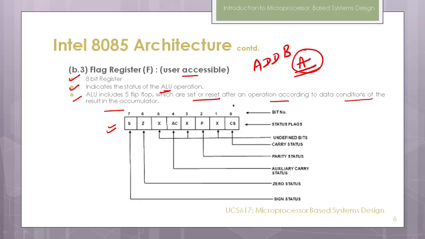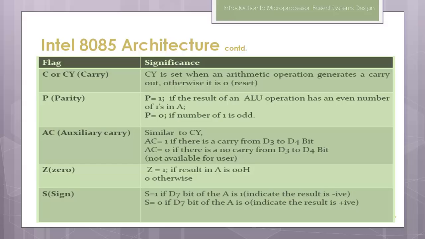See the bit number, this is 0, and when we move towards this side, this is the 7th bit. So these are the sign flag, zero flag, auxiliary carry flag, parity flag, and carry status flag. See, 3 fields are don't care, meaning they are not used. These are undefined bits. Now see the detailed description of the 5 flags.